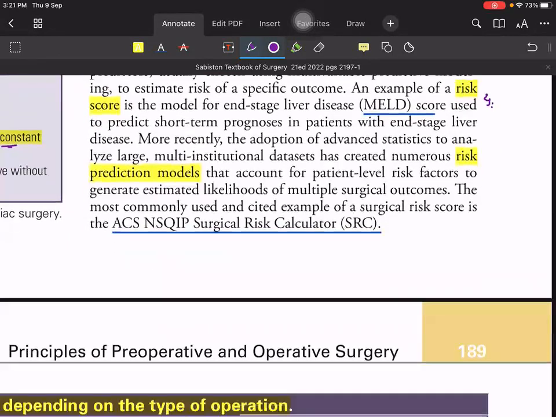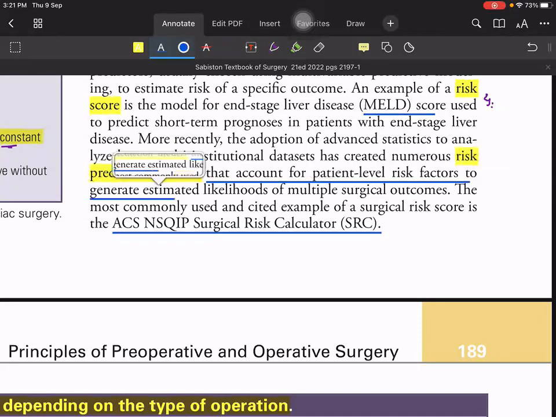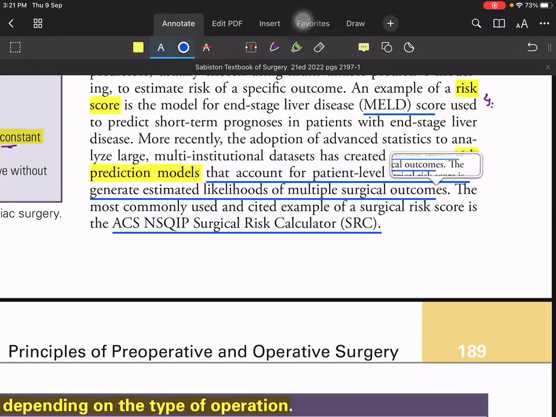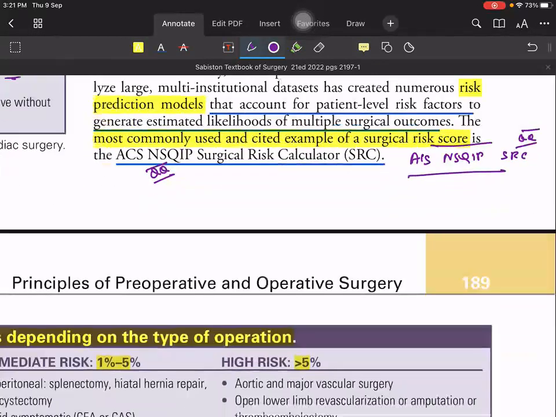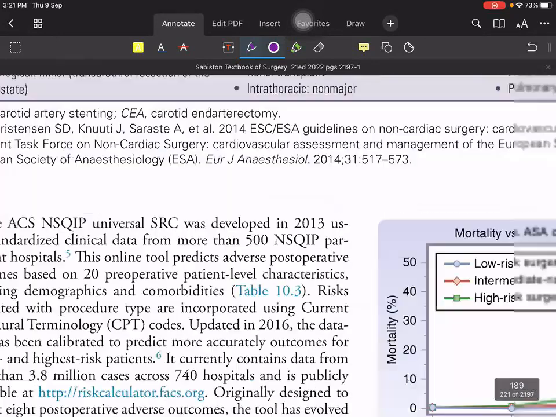Okay, so next are the risk prediction models. These are models that account for patient-level risk factors to generate an estimated likelihood of multiple surgical outcomes. Among the most commonly cited examples of a surgical risk score is the ACS NSQIP surgical risk calculator, ACS NSQIP SRC. This is your MCQ: the most commonly used surgical risk score. Okay, we'll come later to what that score is.